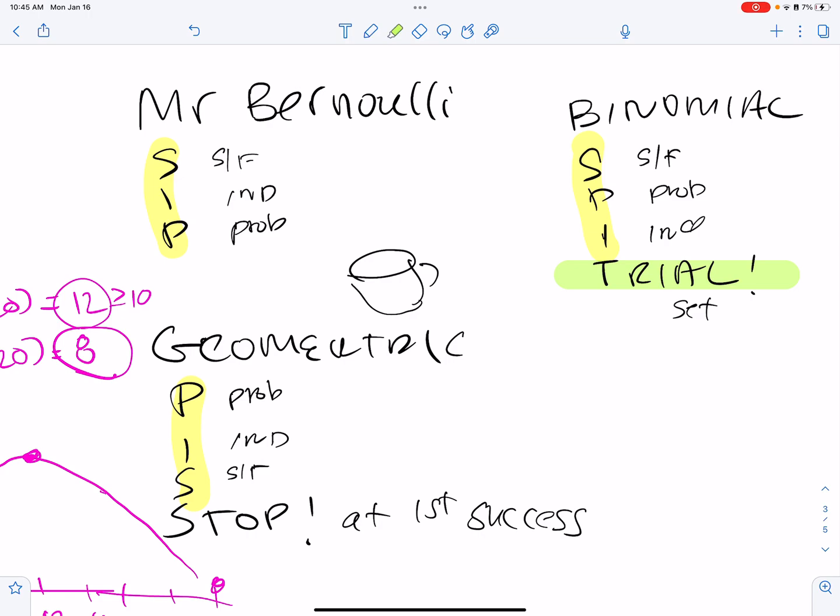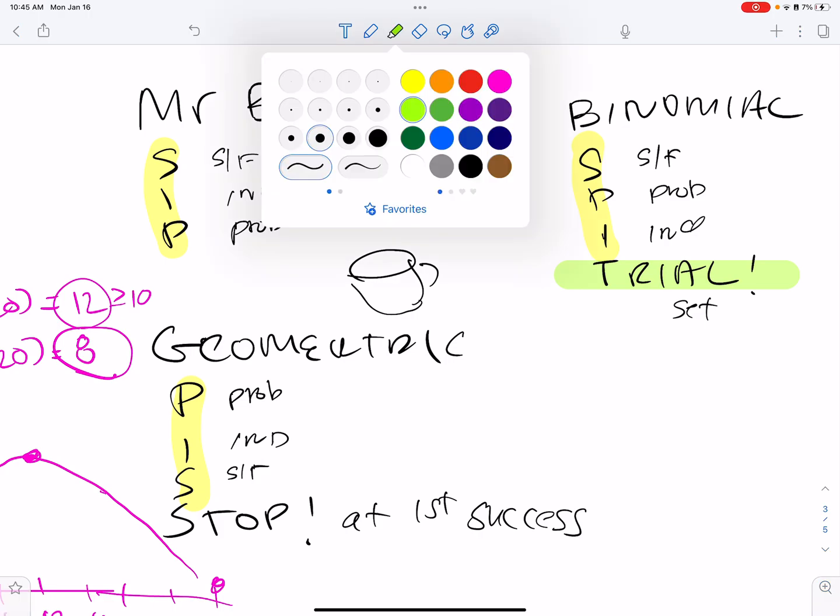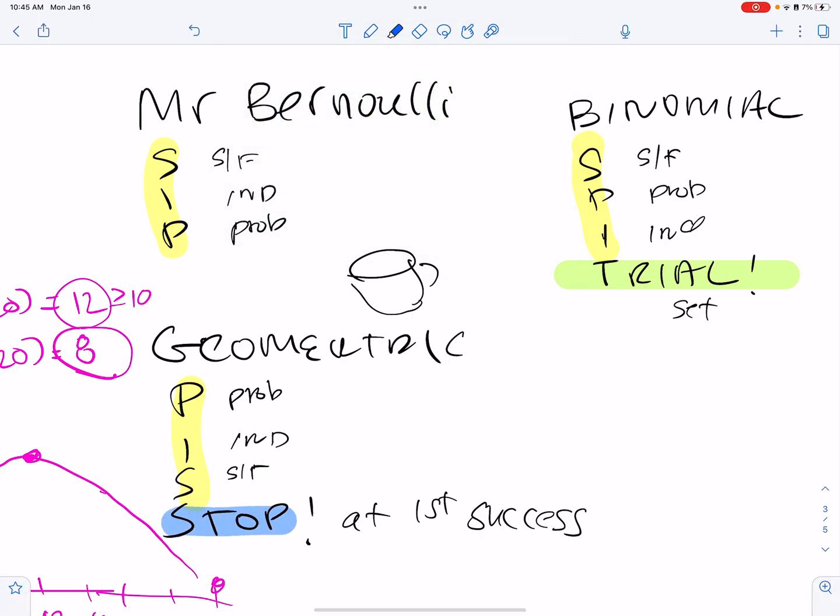Okay, the significance, of course, is that SIP, PIS, and SPI are all three the same conditions. And any geometric is Bernoulli, any binomial is Bernoulli. The distinguishing factor that makes a geometric is that you're stopping at the first success. You only have one success. The success can be defined as missing a shot or making a shot. It depends how you have it set up.